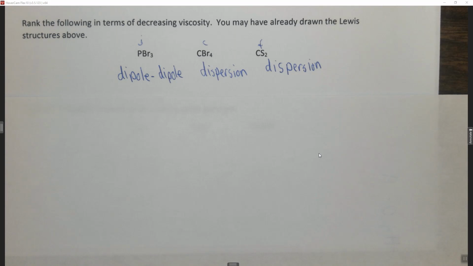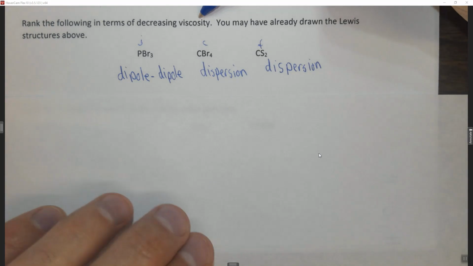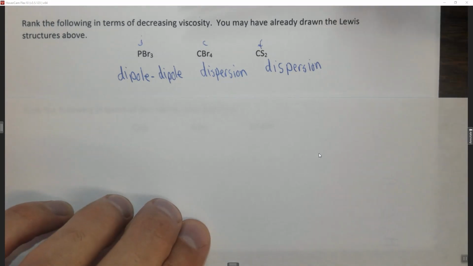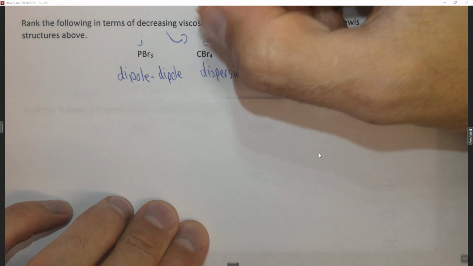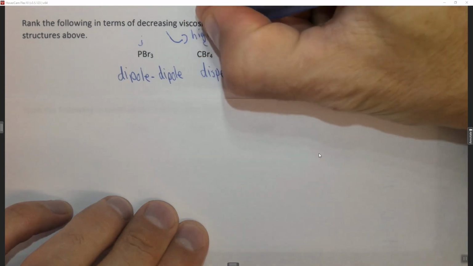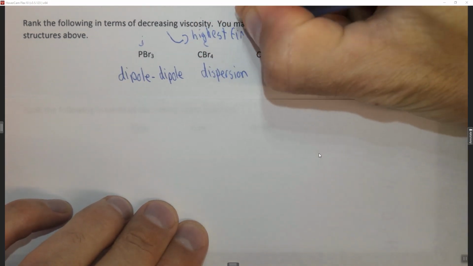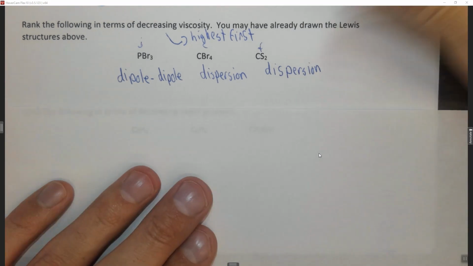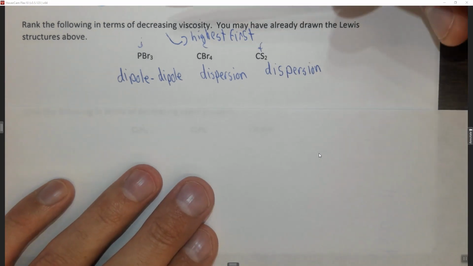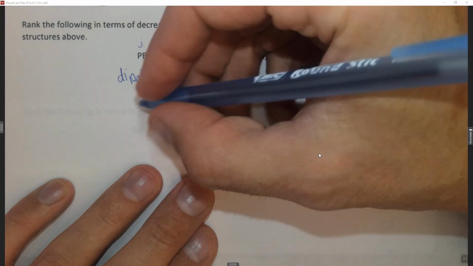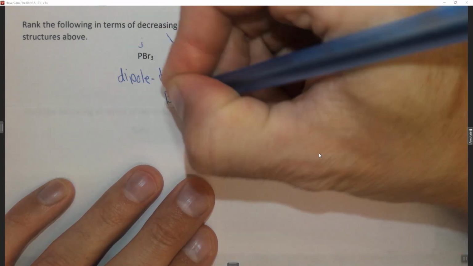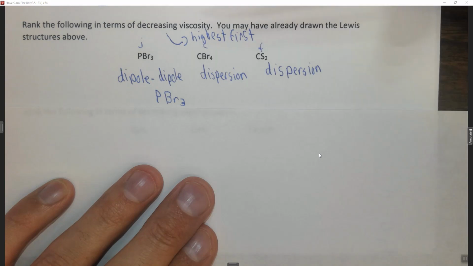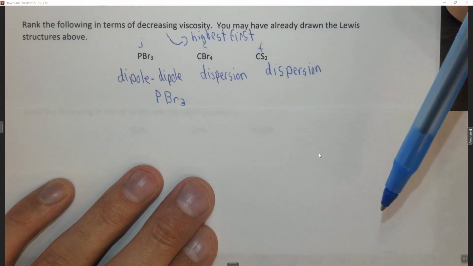And a couple questions ago, we talked about how viscosity is directly proportional to intermolecular forces. So the stronger the intermolecular forces, the stronger the viscosity, or the higher the viscosity. So in this case, we want decreasing viscosity, so we want the highest first. And it's always a good idea to ask yourself, should the highest go first or should the lowest go first, so you don't write it backwards accidentally. So the one with the strongest intermolecular forces is going to have the highest viscosity. And in this case, PBr3 is going to have dipole-dipole forces, so therefore it's going to have the highest viscosity.